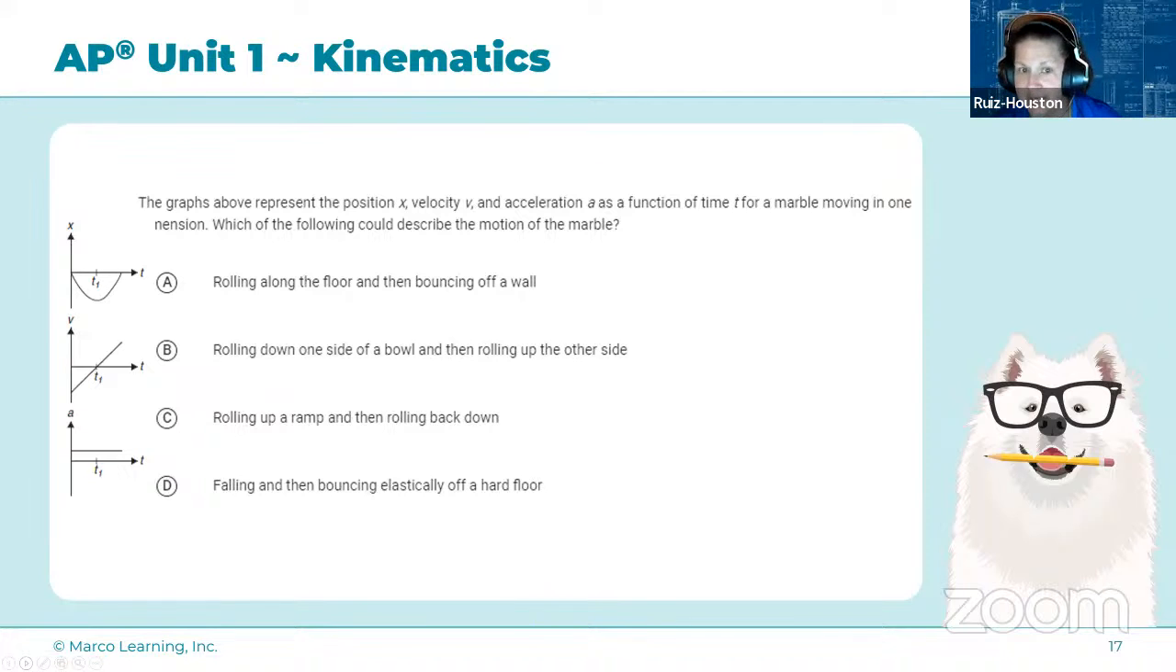Okay, what are we looking at? We're looking at a position graph. We're looking at a velocity graph. We're looking at an acceleration graph. What's important about that spot right there? That's the spot where the velocity is 0. When the velocity is 0, aren't we usually turning around? We are.